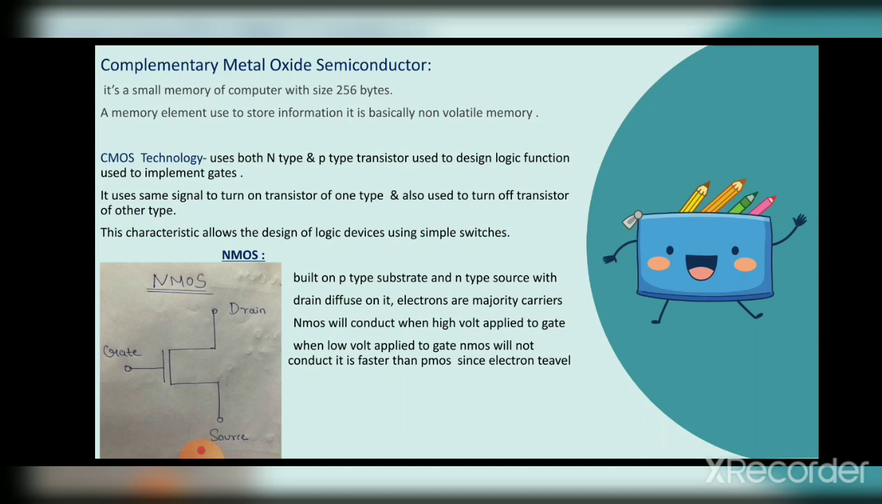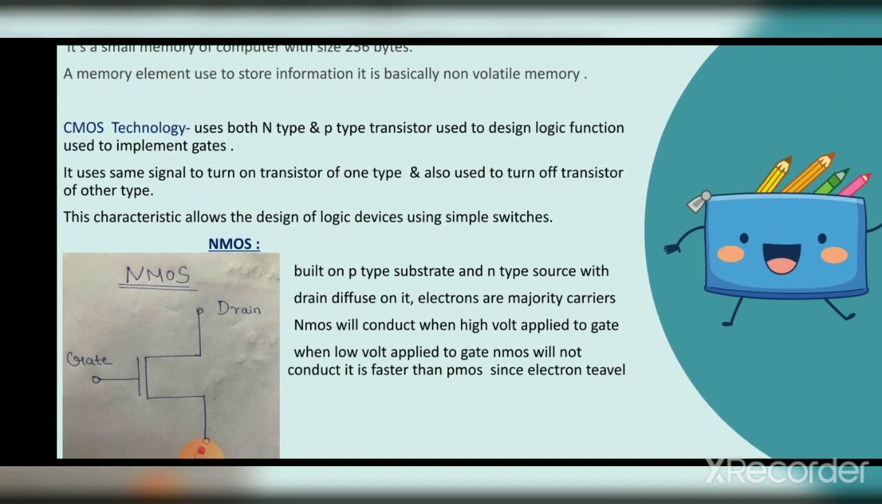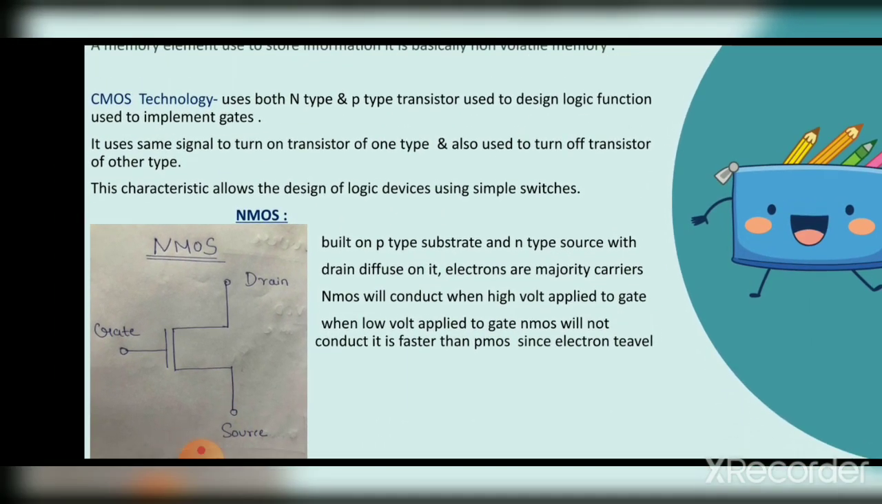To get the knowledge about CMOS, we have to learn the concept of NMOS and PMOS. Now you can see the logic diagram of NMOS, which is N-type metal oxide semiconductor. It consists of three terminals, which are gate, drain and source. In this, the substrate is p type and the source is n type, with the drain diffused on it.